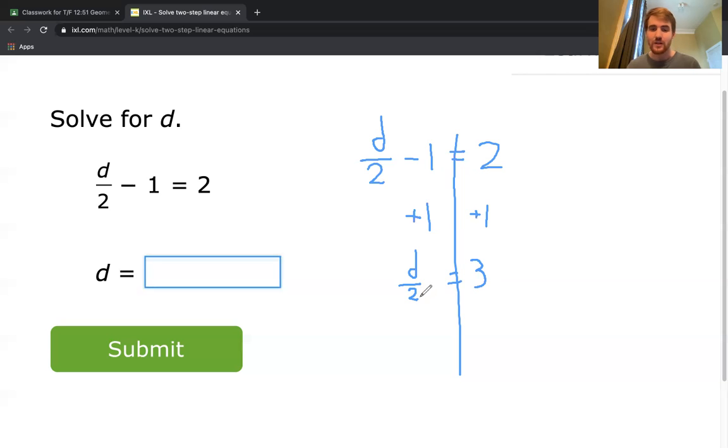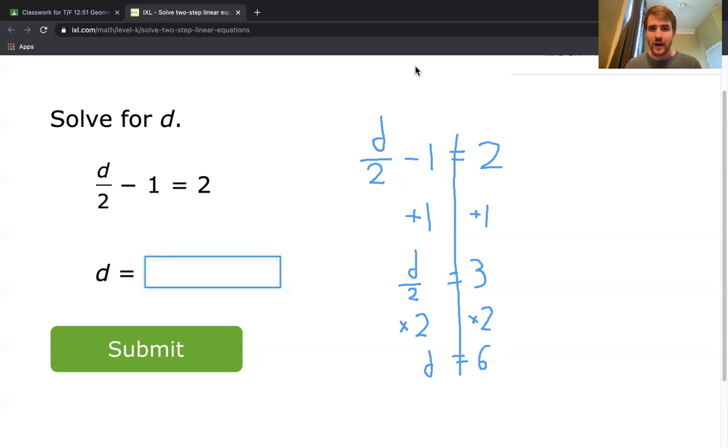Now we want to cancel the division. So we have to think, what is the opposite of division? What is the inverse operation? Of course, it's multiplication. So we're going to multiply by 2. This is going to cancel out the divided by 2, which is going to leave us with just d. And 3 times 2 equals 6.